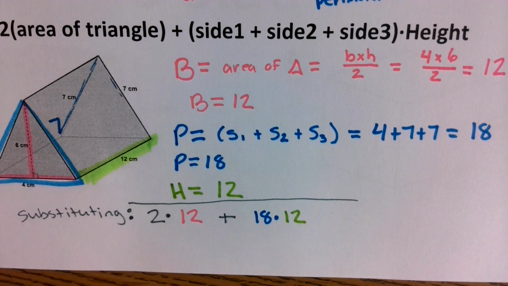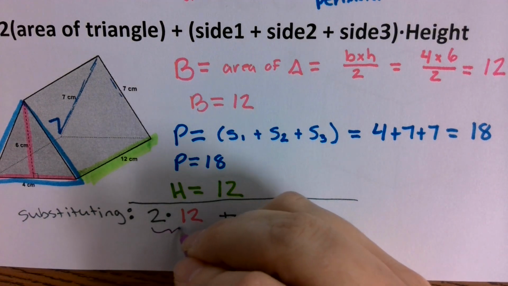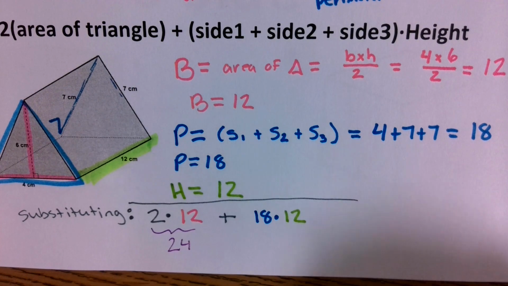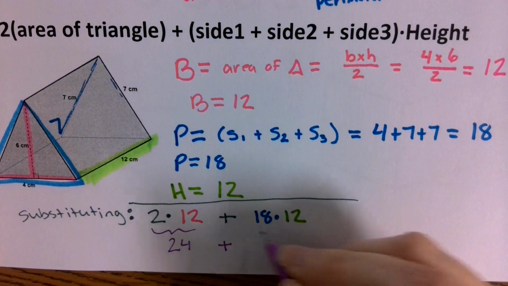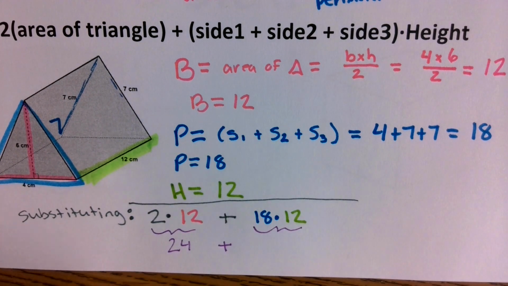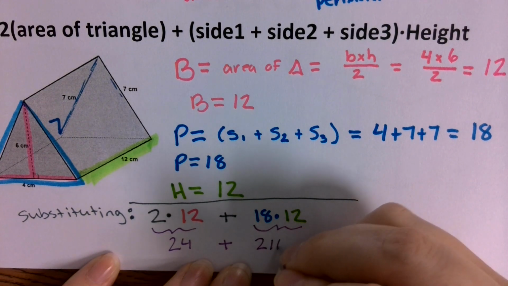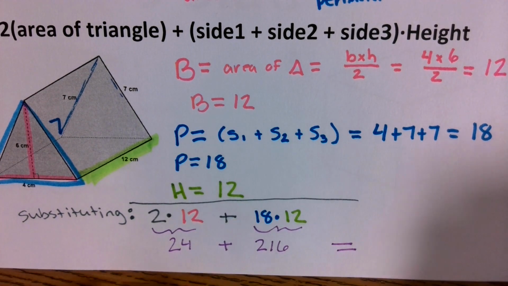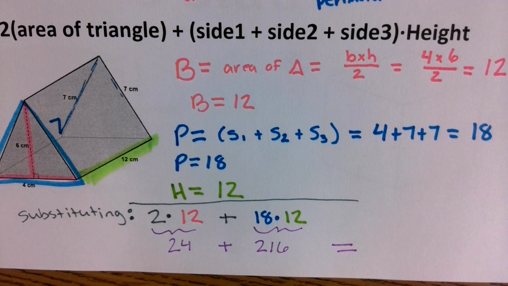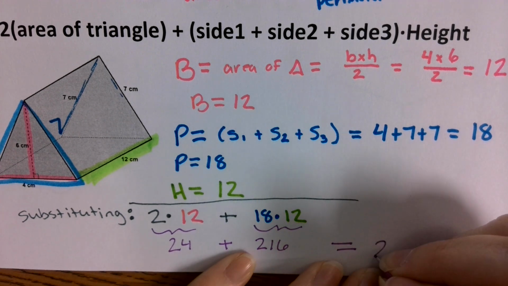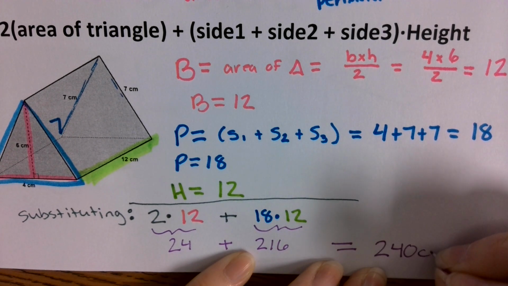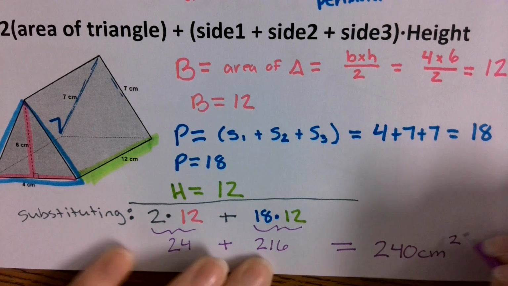Okay, 2 times that 12. 2 times 12 is going to give us 24. Plus 18 times the 12. 18 times the 12 is going to give us 216. And then I'm going to add those together. 24 plus 216 comes out to 240, and that's centimeters squared.